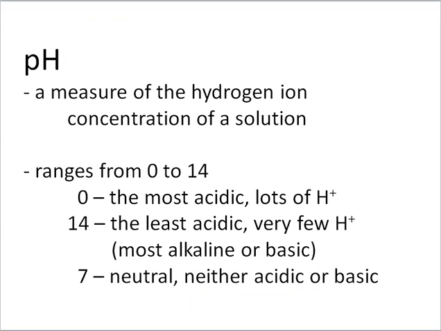pH is a measure of how acidic or how basic a solution is. It's actually a measure of the hydrogen ion concentration of the solution. 0 is the most acidic, with lots of hydrogen ions. At the other extreme, 14 is very basic, with very few, almost no hydrogen ions. Halfway between 0 and 14, 7, is neutral. It's neither acidic nor is it basic.